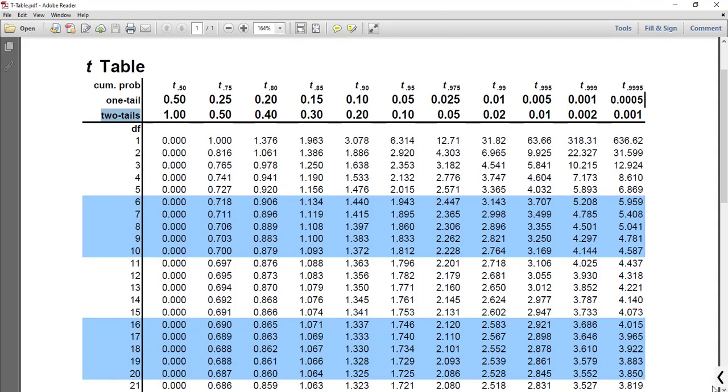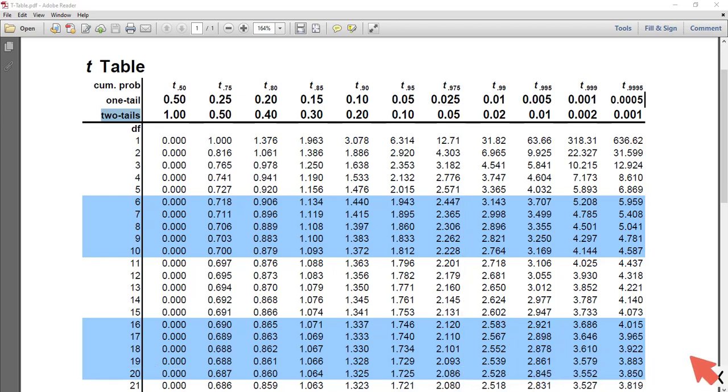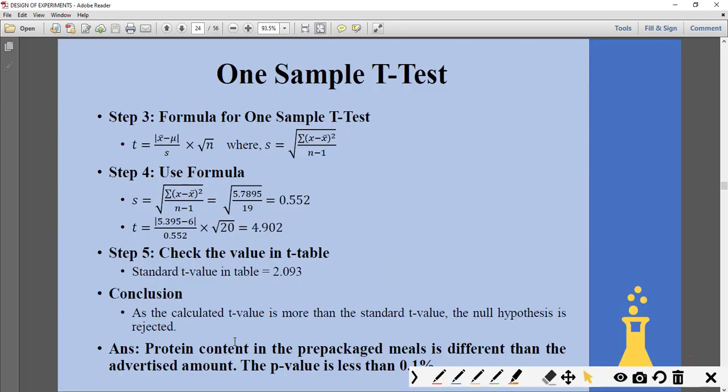We are doing two-tailed test. In two-tailed test, we are doing a 5% level of significance, and in that we are doing 19. Our degree of freedom is 19 because our number of samples is 20, right? So we will go down and we will take a line from here, and where they intersect, this is our value. What is our value? 2.093, right? So our standard t value is 2.093.